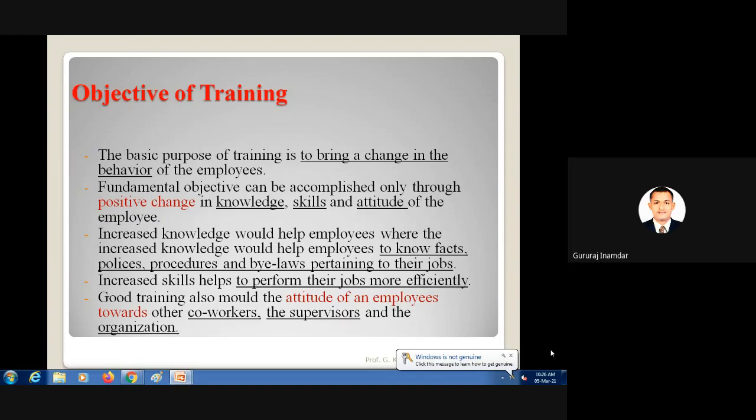Good training also molds the attitude of an employee towards other workers, the superiors and the organization. Definitely, whether the training is better, if you consider private industry and, for example, government training. If you know about government defense training, there is very great training given by the defense sector. I have that experience. Whether after selection or before selection, very great and very motivational training is given by the defense sector. So that is the ideal, you may say.